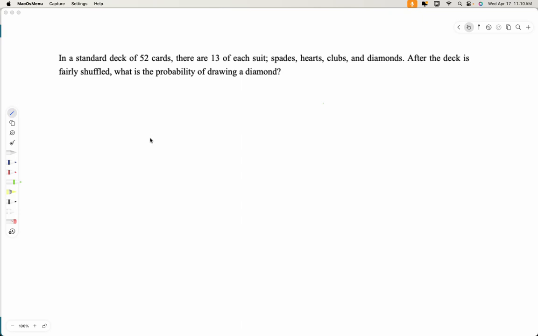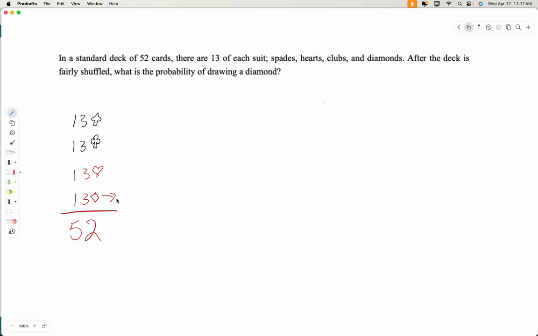All right, so in a standard deck of 52 cards, there are 13 of each suit: spades, hearts, clubs, and diamonds. After the deck is fairly shuffled, what is the probability of drawing a diamond? So let's look at this. So we've got 13 spades. All right, that's a pretty sad spade. And 13 clubs. Looks more like a clover to me, always has. Then we've got 13 hearts, and we've got 13 diamonds. That's a total of 52 cards, right?